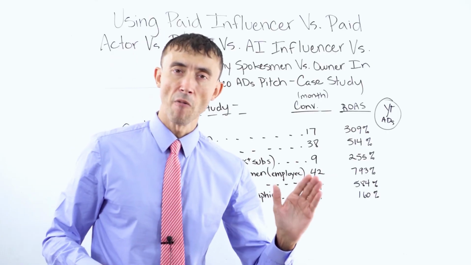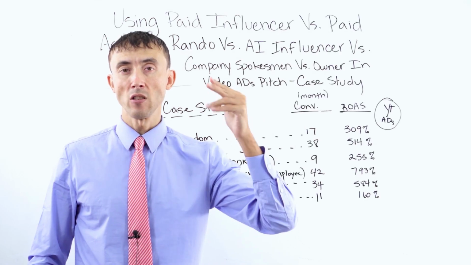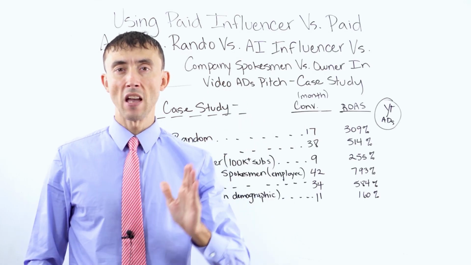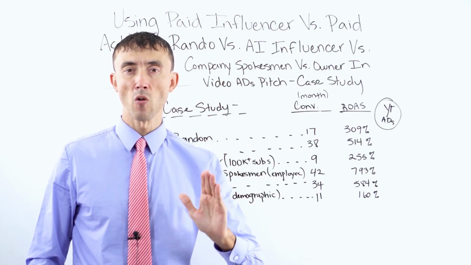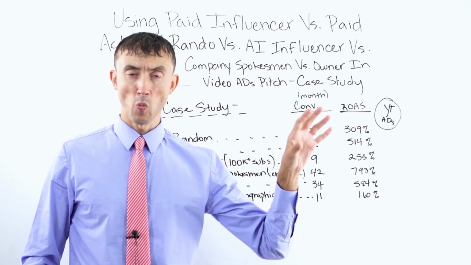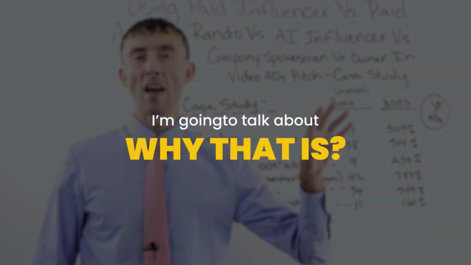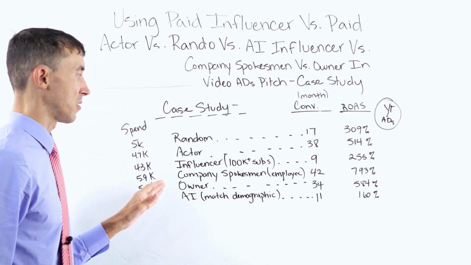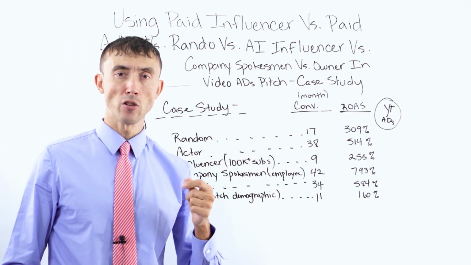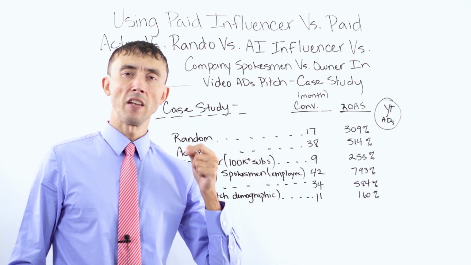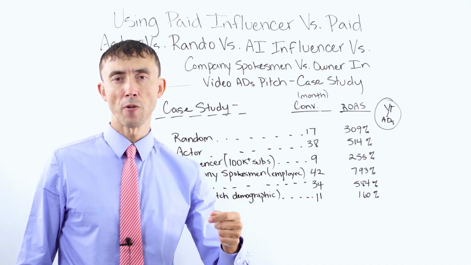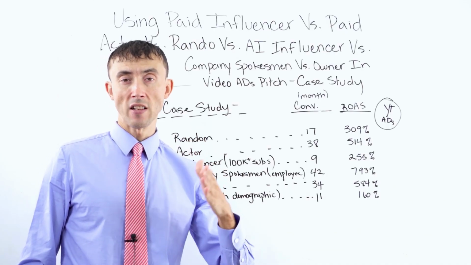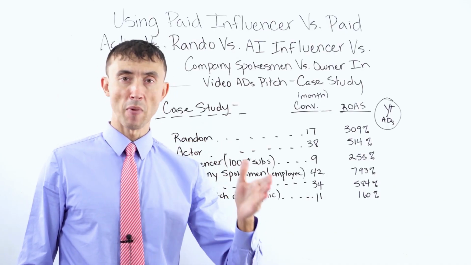The delivery of the person, the look of the person, how they sound, and most importantly, who it is, is going to dictate whether or not you get a positive or a negative ROI after expenses. And I'm going to talk about why that is and how we set up this experiment. This is very interesting because ultimately, once you find a winning script or offer that works in a video ad, you should go into town trying to test the ultimate best way to run it.